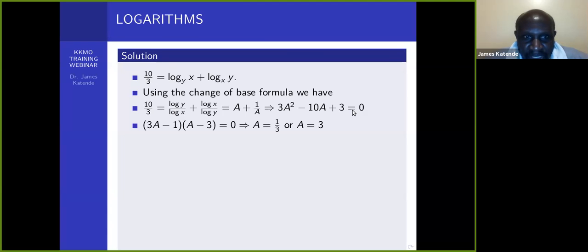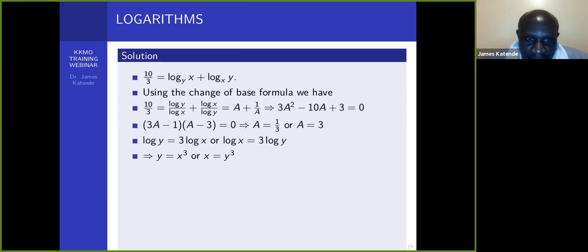So now we'll factorize; you can double check that this factorization is correct. When you factorize this, you end up with 3a minus 1 multiplied by a minus 3 equals 0. And that gives us two options. a can be a third, or a can be 3. So based on the two options, we can conclude that log of y will be equal to 3 log x, or log of x will be equal to 3 log y, depending on whether we take a to be a third or 3.